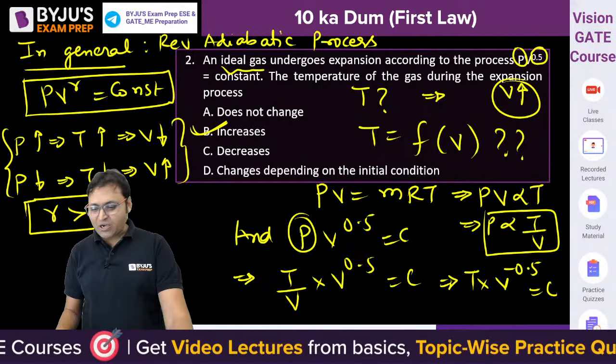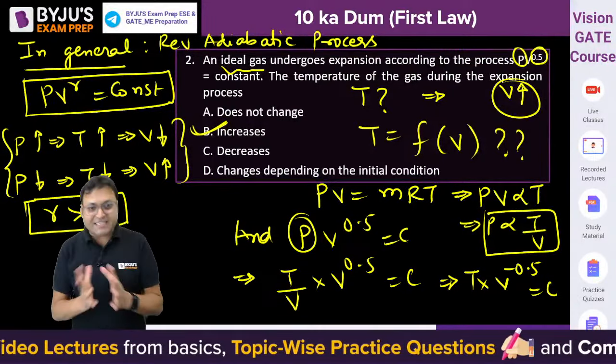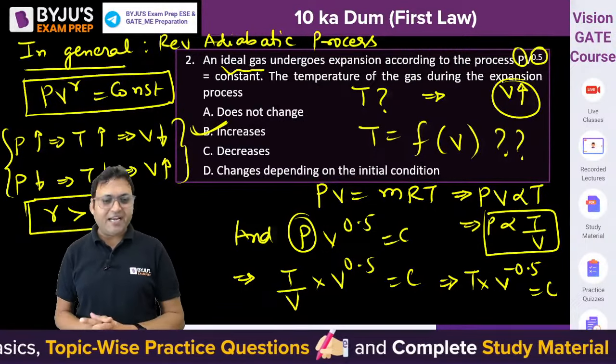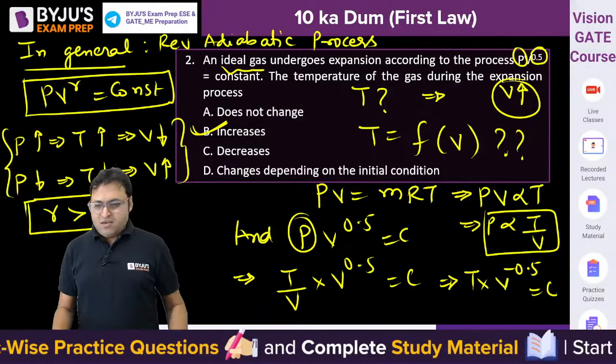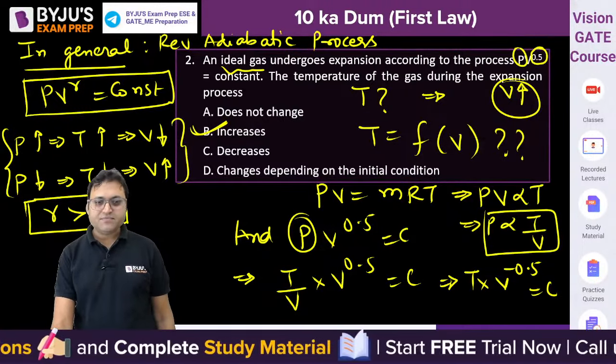That is how the questions are going to be twisted in your GATE examination. This is the level of the question which you can expect in your actual GATE examination. I hope it is clear. Shall we move to the next one?